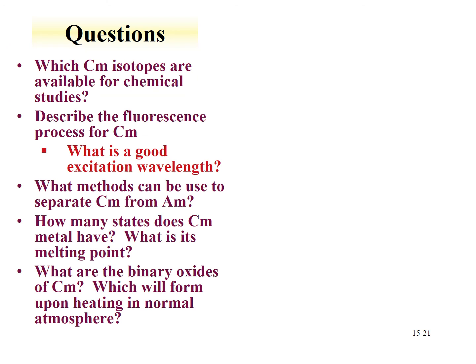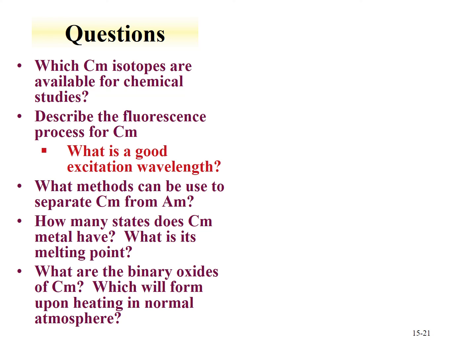Some questions related to curium are shown here. Which curium isotopes are available for chemical studies? Well, curium-244, with a half-life around 18 years, is the one that's most available, although one of the nicest to use is curium-248, which has a much longer, thousands of years half-life, although it's much harder to get.